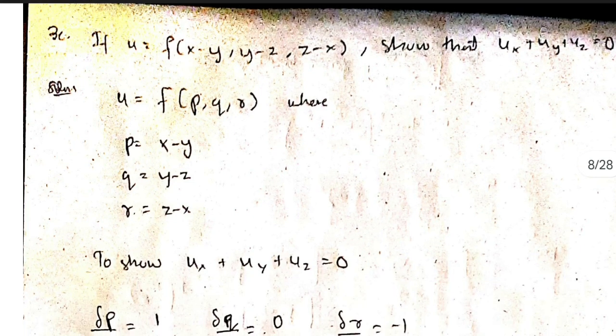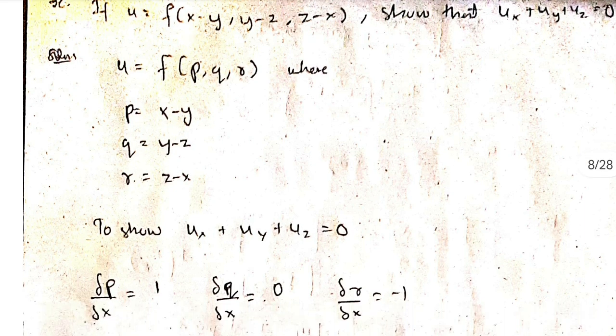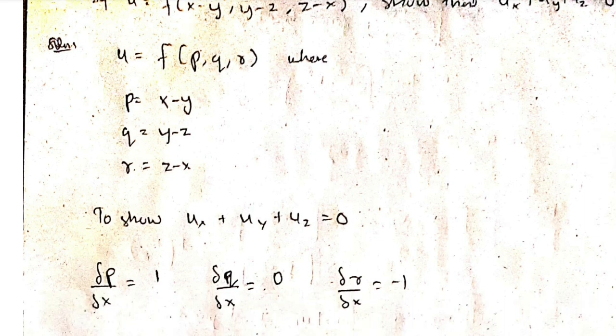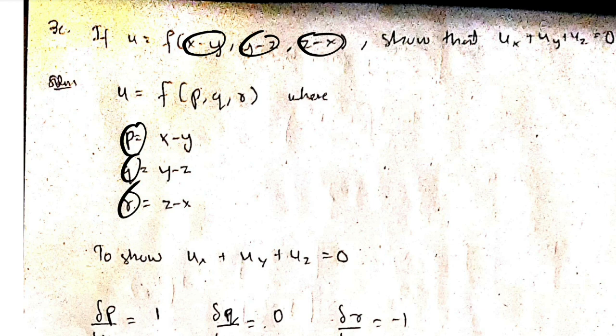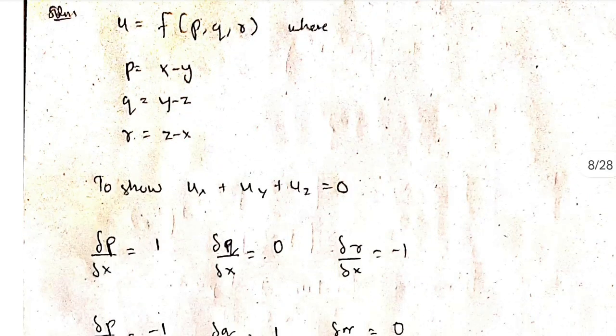The second type of question is the total differentiation. Here we have x, y and z, and here we have ux, uy and uz. Okay, so here u is dependent on x, y and z, and the answer we need to find is f. F is the function. Okay, so instead of x minus y, y minus z, z minus x, I'll take those three terms as p, q and r. So f is dependent on p, q and r. P, q and r is dependent on x, y and z. Okay, so it's two types of function, that is known as total differentiation.